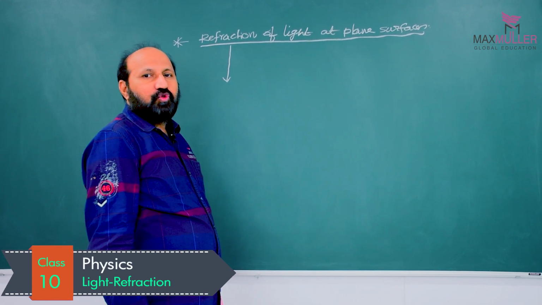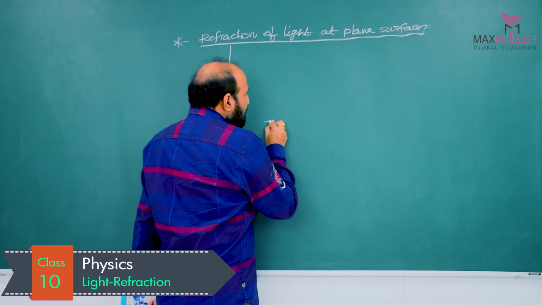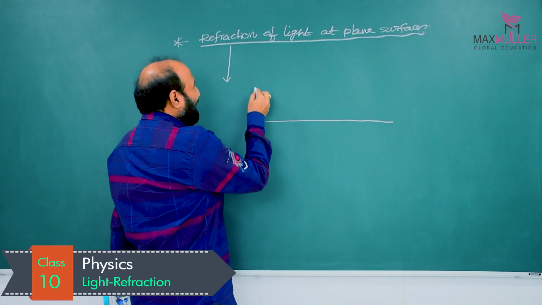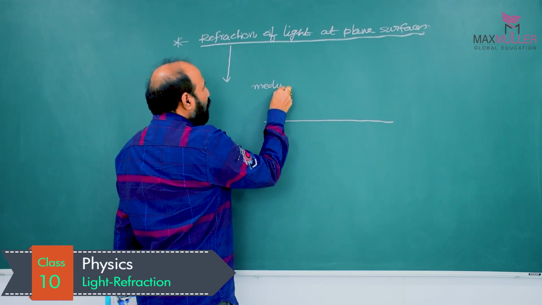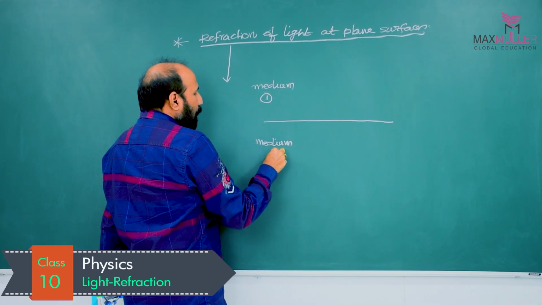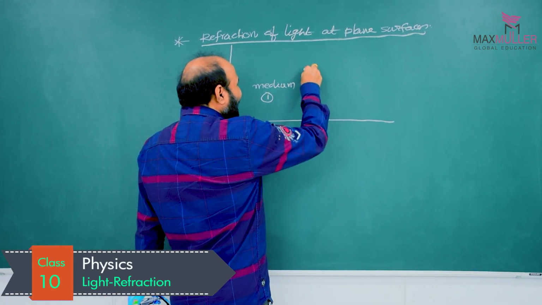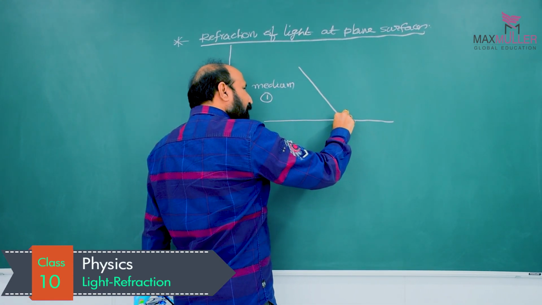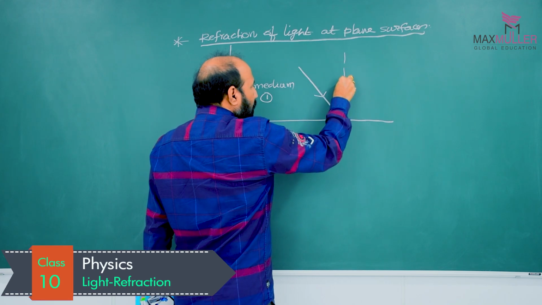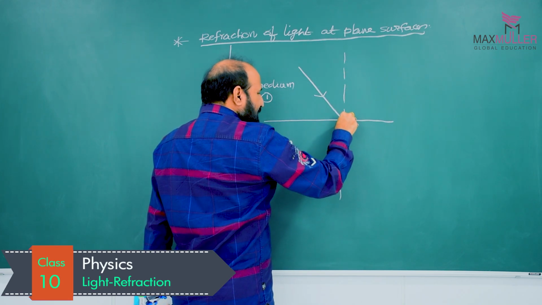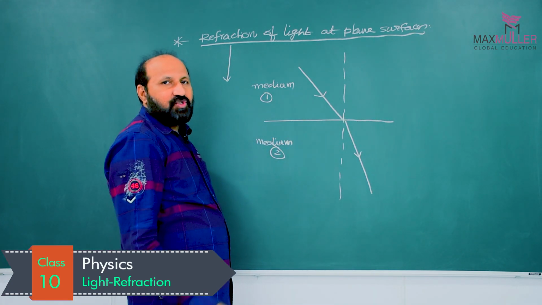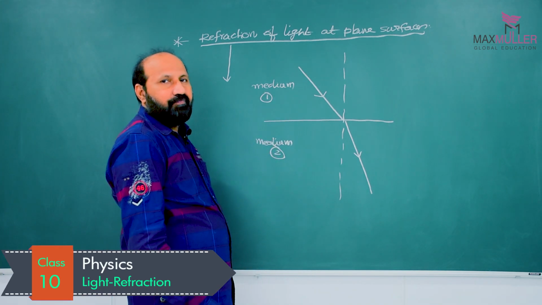I will show you through a diagram. Suppose this is the boundary which separates two media. Let us say this is medium 1. This is say medium 2. Now a light ray travels from medium 1 to medium 2. It bends either towards the normal or away from the normal.